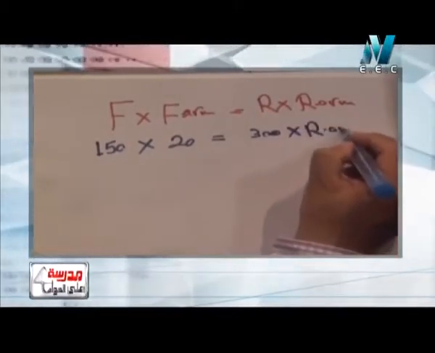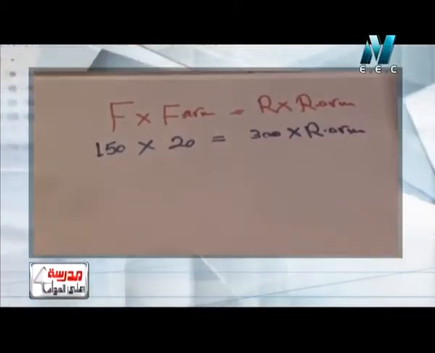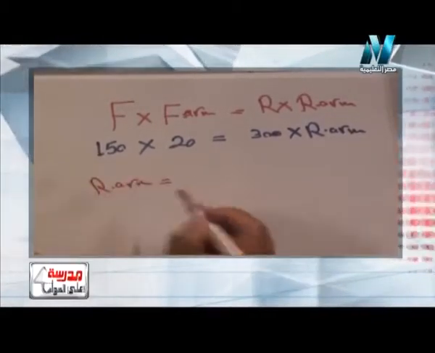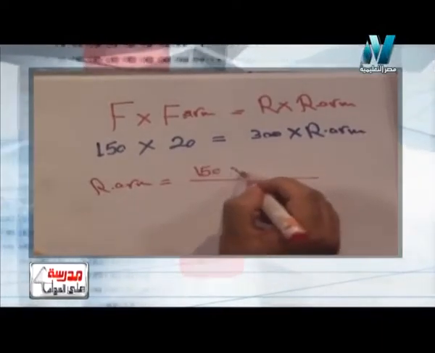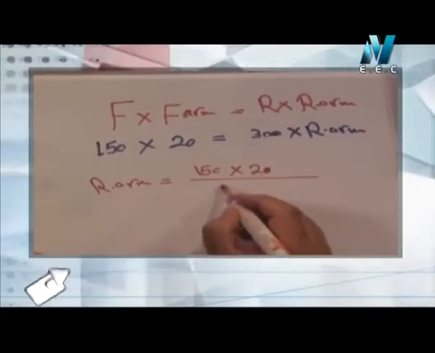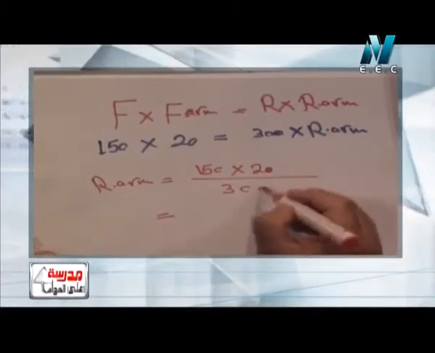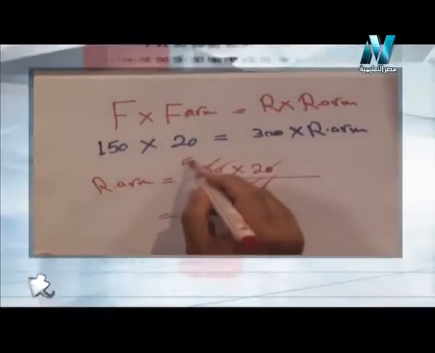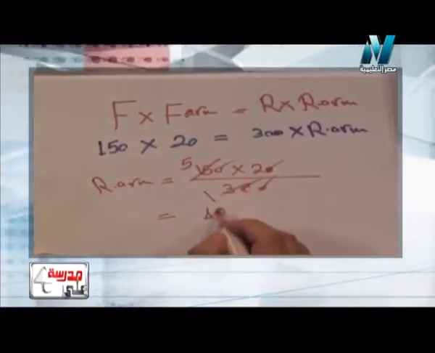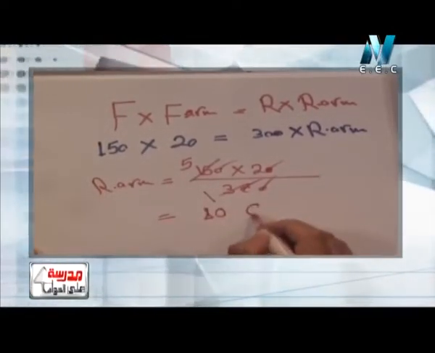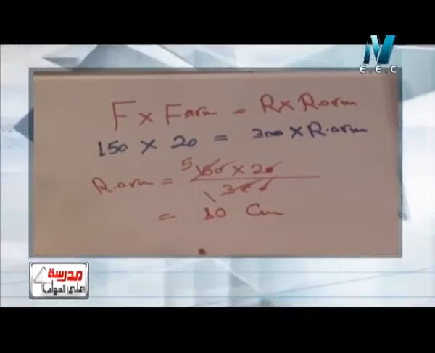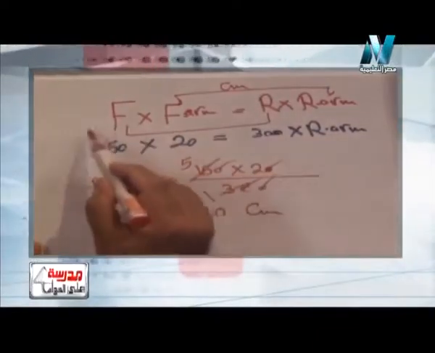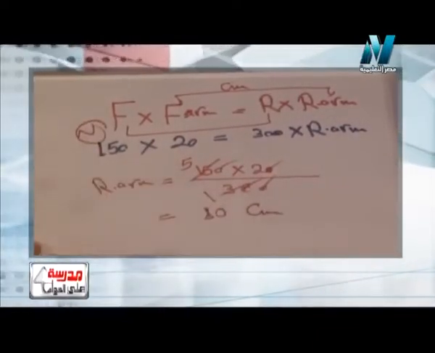So how can I get the resistance arm? The resistance arm is 150 by 20 divided by 300. I omit two zeros with the two zeros. Divided by 3 equals 5. 5 by 2 equals 10. 10 what? 10 centimeter. So here the arms are measured by centimeter, but the resistance and force are measured by Newton.